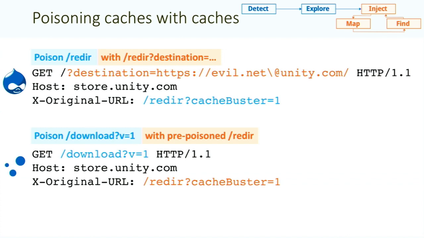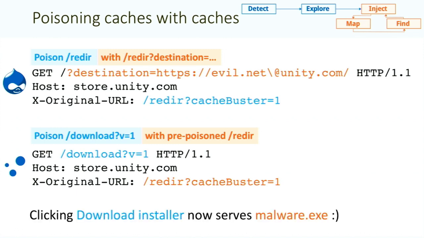And for example, on store.unity.com, you can try and download the Unity installer. But using this cache poisoning, you could redirect the download. So they would be on unity.com, they click the download button, they're still on unity.com, but the installer actually came from my website and it's malware. And you can use this kind of technique on any Drupal 8 site.